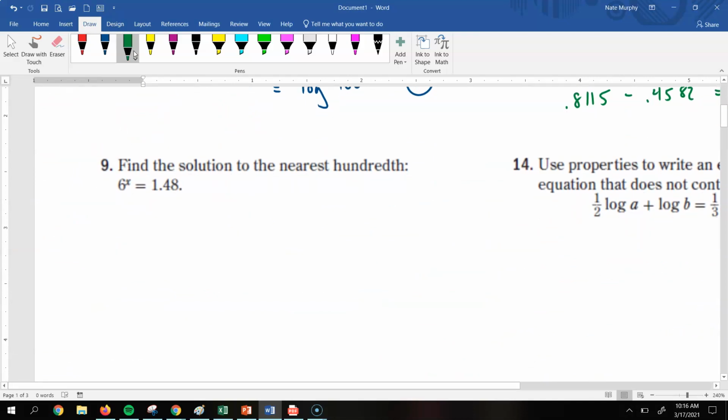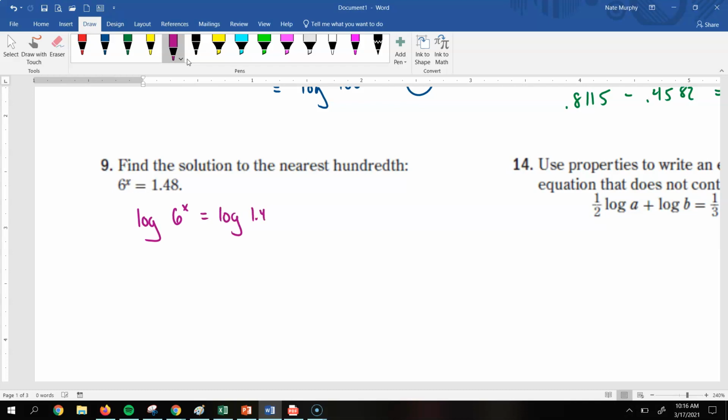All right, number 9, it says find the solution to the nearest hundredth. So we have 6 to the x power equals 1.48. What I notice about this is that it's an exponential equation, and I'm stuck. I can't do anything. So remember, there are 2 ways we could approach this problem. One would be to take the log of both sides. So if we did that, we'd have log of 6 to the x equals the log of 1.48.